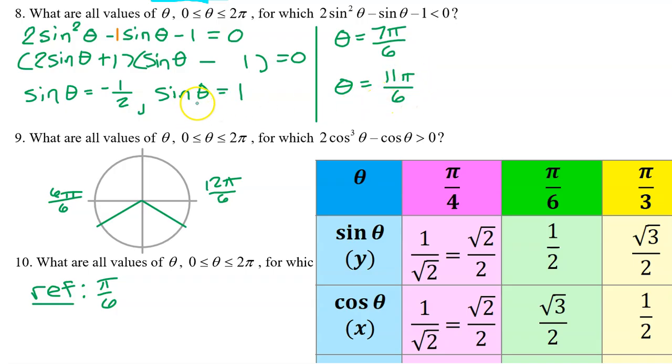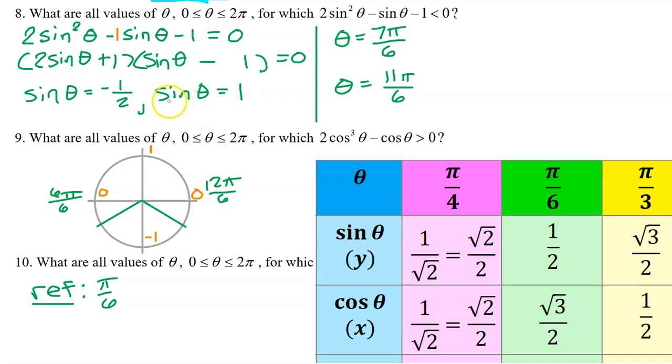Now let's turn our attention to sine theta is equal to 1. Sine is the y value on the unit circle. I think I'll switch colors here. Right here at 0 radians, the y value is 0. And then as I rotate to this position, the y value is 1. As I rotate to this position, the y value is back to 0 again. And as I rotate to the bottom, the y value is negative 1.